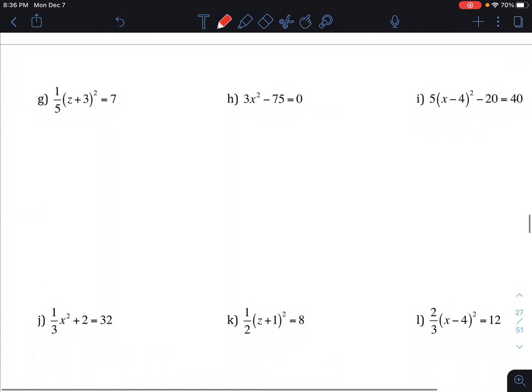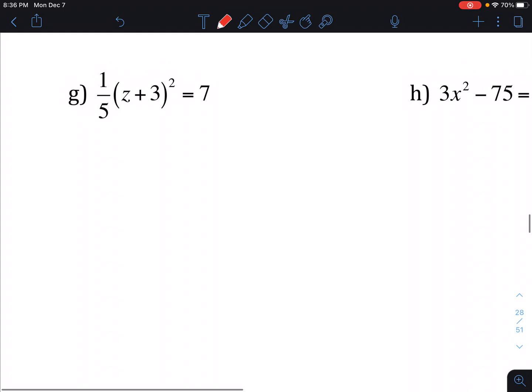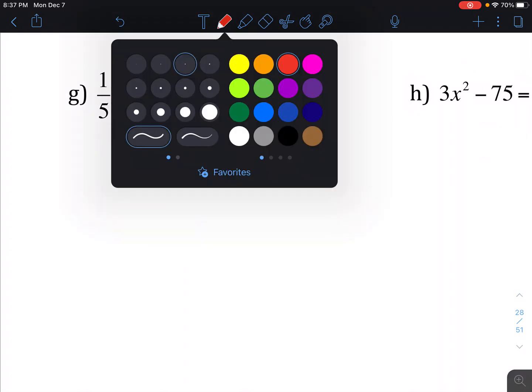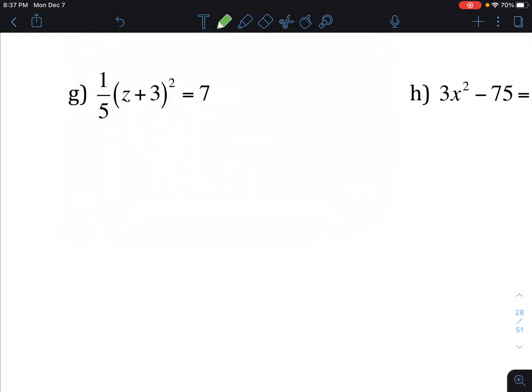Okay, let's get some more practice. Letter G, what do we need to do first is, I got to talk faster here because of my time. You'll just have to pause, rewind if you need to. How do we get rid of the 1/5 that's out in front of the parentheses squared? Well, we would multiply by 5. So you can get rid of that.